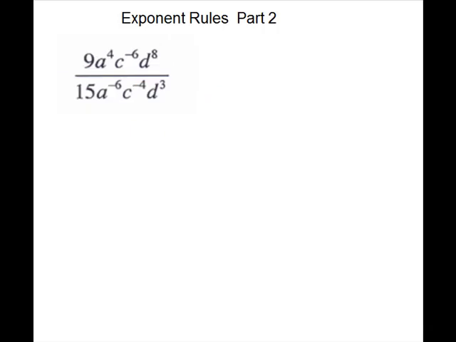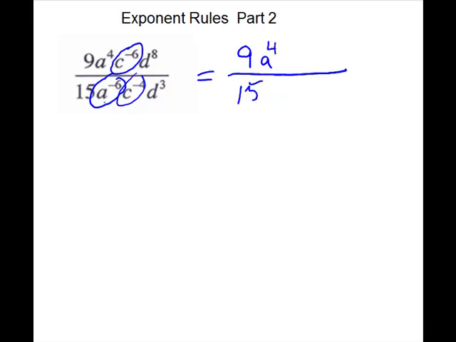For this example, since we are already in a fraction form, I'm going to go ahead and shift everything that has a negative exponent. So I'll circle the ones that will shift. Everything else will stay where it is. So 9 over 15. The a to the 4th stays because the exponent's positive. The a to the negative 6 goes up and becomes a positive 6. The c's are going to switch places and get positive exponents. And the d's are just fine like they are because they already have positive exponents.